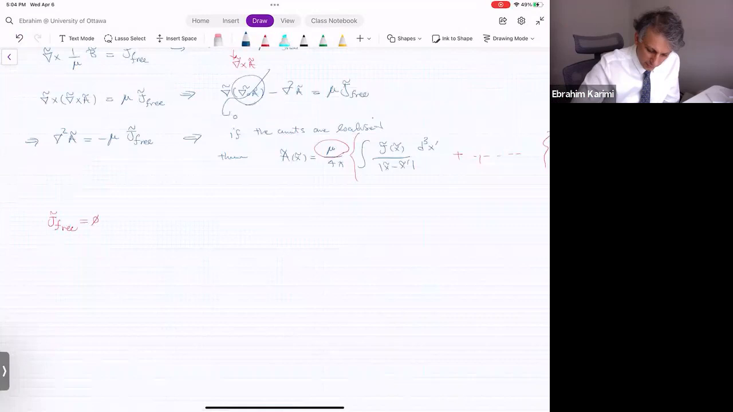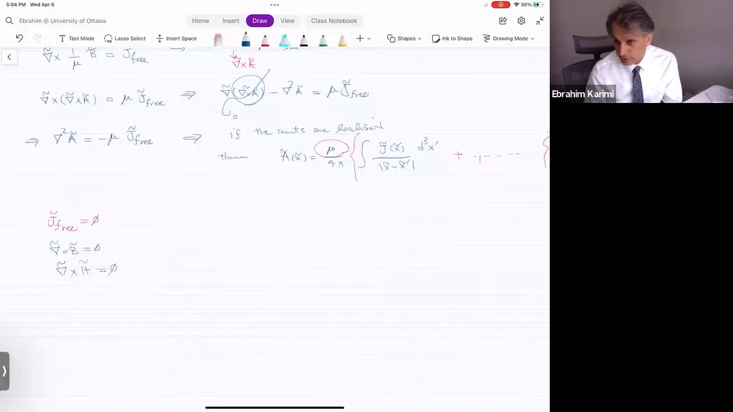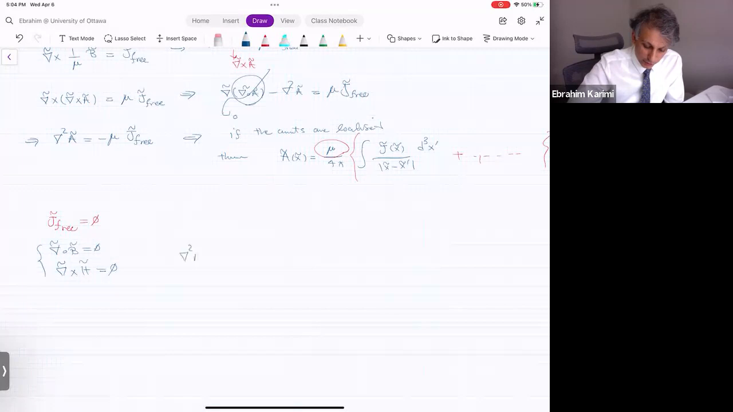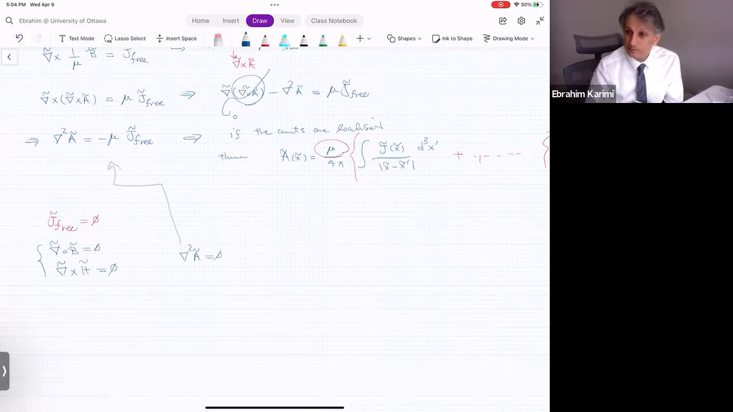When J is 0, then still I have divergence of B is equal to 0. And still I have curl of H is equal to 0, because the current doesn't exist, or J is 0. So how do you solve this problem? Your problem will be reduced to Laplacian of A equal to 0, the same way for a linear medium. Now you are not dealing with a vector Poisson equation, you are dealing with a Laplace equation.